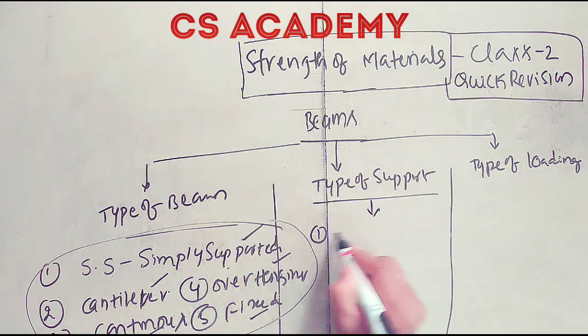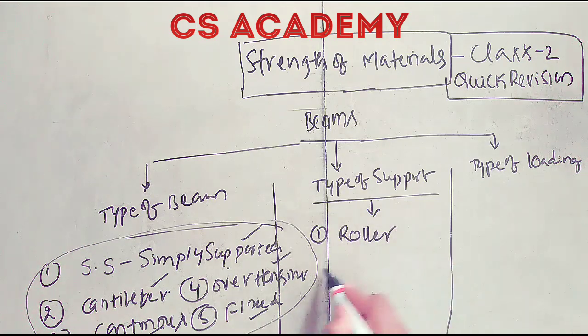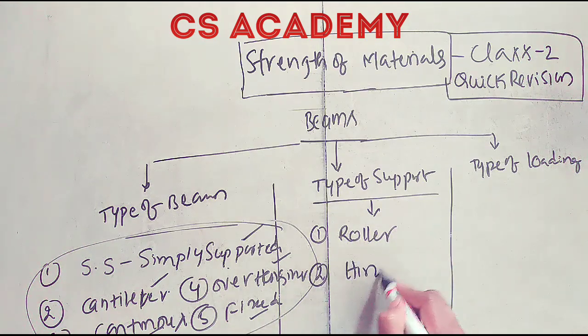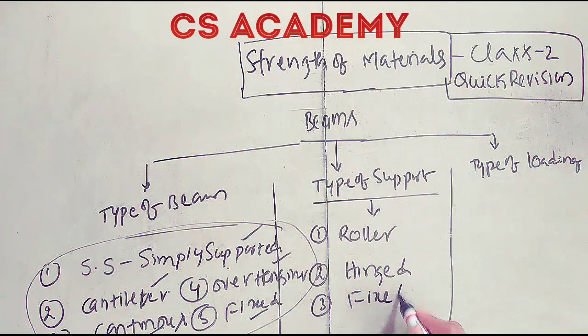The supports will be: the first support is a roller support, the next support is a hinged support, and the next support is a fixed support. That means different supports will be there here, and the beams are based on these supports.